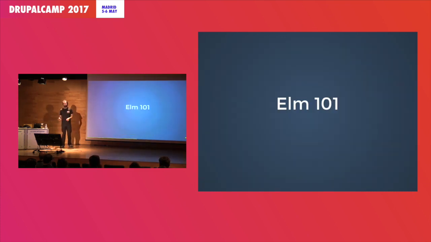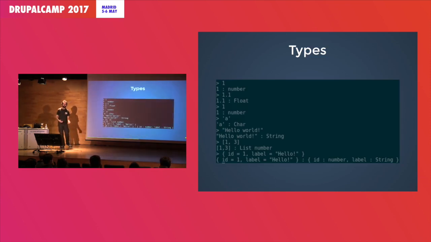So let's start a bit with Elm. Let's start with the types we have. This is the REPL, the interactive console. You have to play with it. So if you put a number, 1, it will tell you this is a number. If you put a dot, it will say a float. Number actually can be a float or an integer. It doesn't know it yet. So until it knows, it will be just a number.